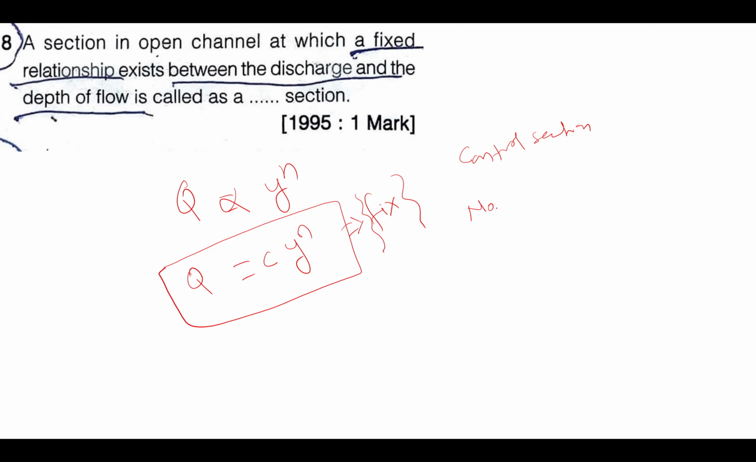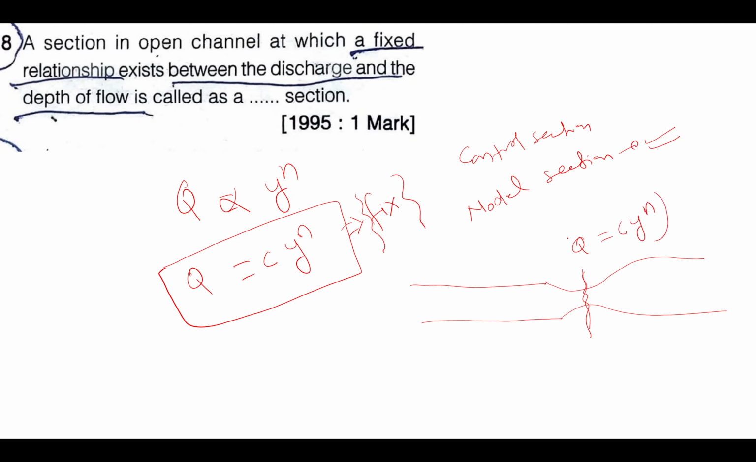or you can also write the nodal section. Generally in river engineering we always use this nodal section or control section. How does it look? If your channel is like that, somewhere you make some structure for measuring the discharge. At a particular point, the discharge and depth relationship will be constant. Such a type of section we know as the control section.